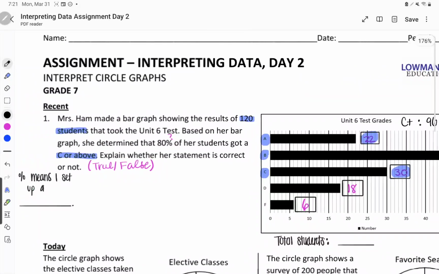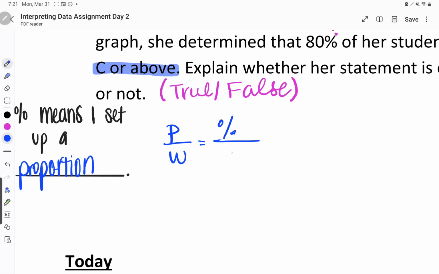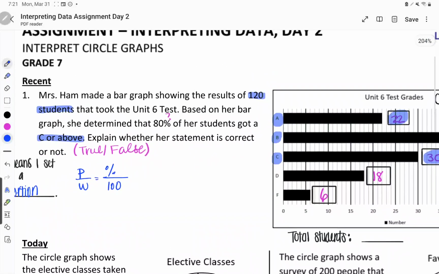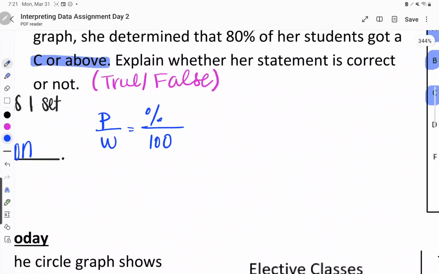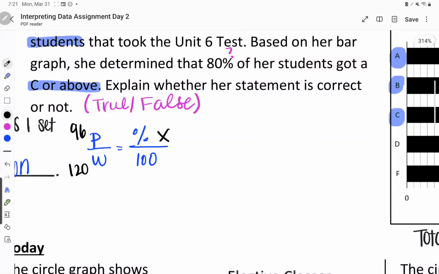Now remember, this 80% here is a percent, and a percent means you set up a proportion. In this case, nothing changed. So I know that I have a part over whole equals percent over 100. What is my part? My part is the 96 students that got a C or above. What is my whole? My whole is the 120 students. And I hope that my percent is 80, but I'm not sure, so I'm going to put an X there. So I have 96 over 120 equals X over 100.